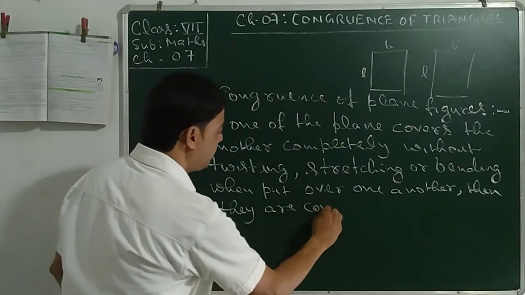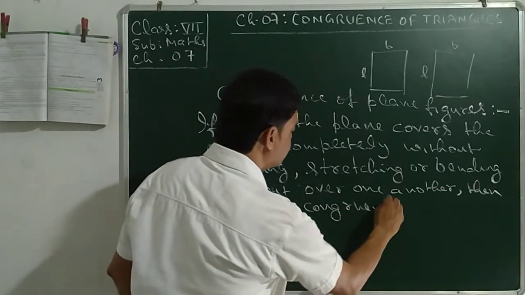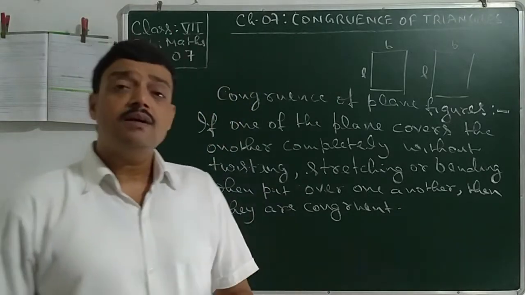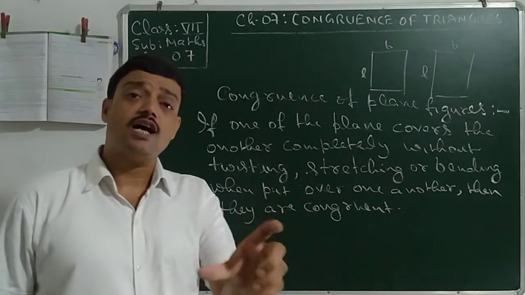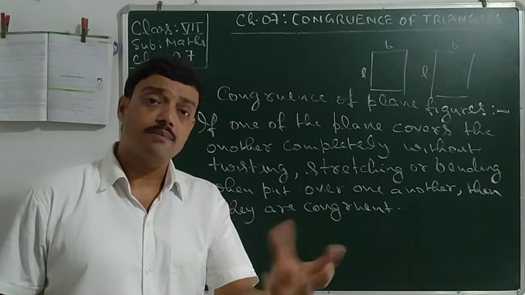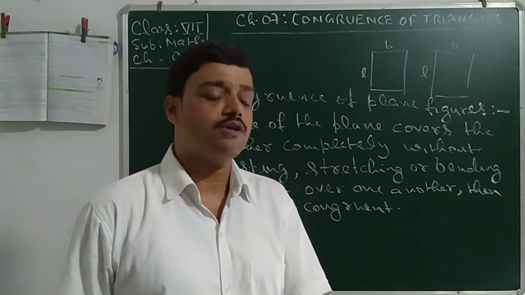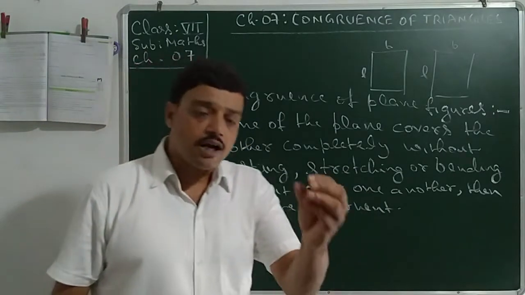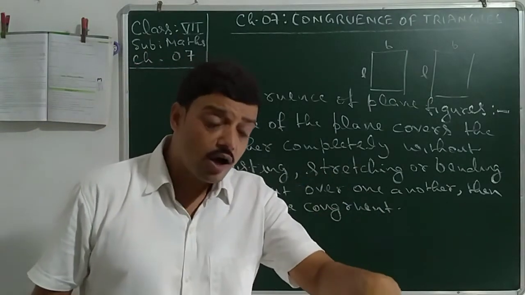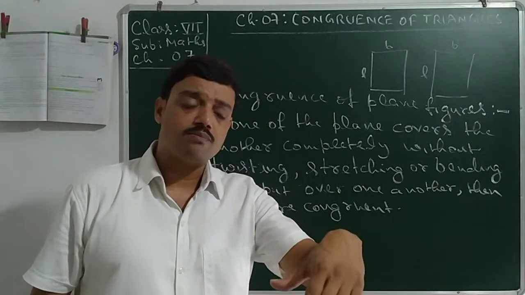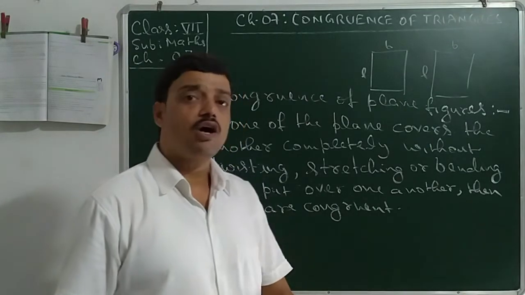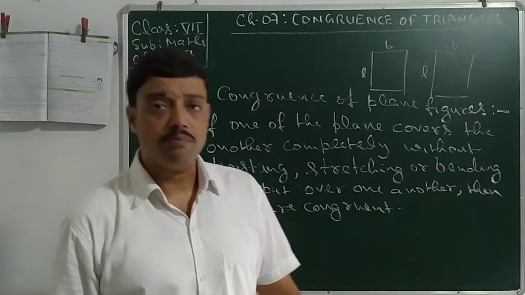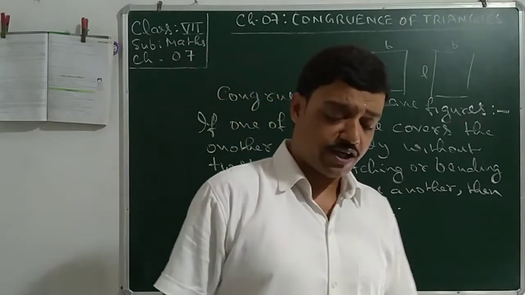A very simple example I can show you for this. If you take one matchbox out from a packing and another matchbox from the same packing, and put one matchbox over another, you will realize that no outer boundary of the other matchbox is visible, because both of them are congruent. Similarly, if you take two biscuits or two blades, all of them are congruent.